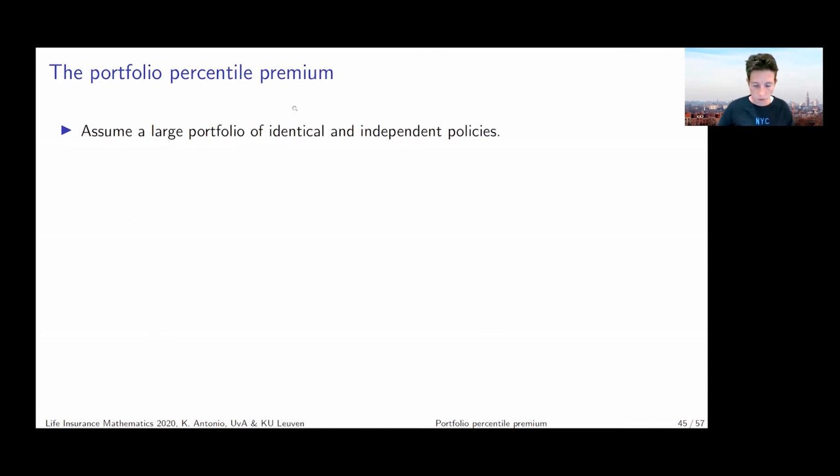So this is a different way to determine premiums. It is no longer using the actuarial equivalence premium, and we're going to use the portfolio percentile premium. And we're going to assume a portfolio with identical and independent policies. And we're going to denote the loss on each of those policies with L_0^i, where i runs from 1 up to capital N, and capital N is here the number of contracts that I'm going to sell in my portfolio. So these future loss random variables, that's how we introduced them so far.